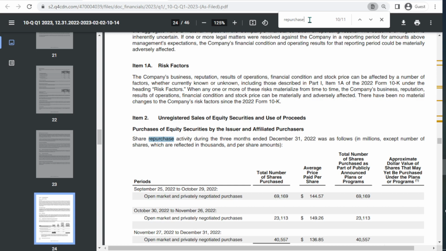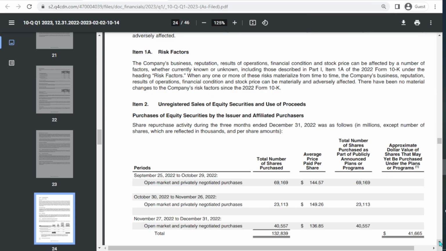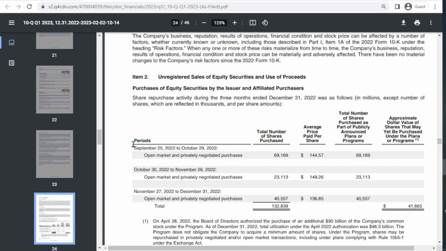All right, so here we are. This is a nice little piece of data right here. So they give us this little table, okay? So this table is pretty much just showing all these different periods where they repurchased shares and what the average amount of that was. So let's just go through this real quick. So September 25th, 2022 to October 29th, 2022, they made open market and privately negotiated purchases. So this was about 69,169 shares at an average price per share of $144.57. So yeah, they were buying the dip right here. They were buying the dip at 149. They were buying the dip at 136.85.